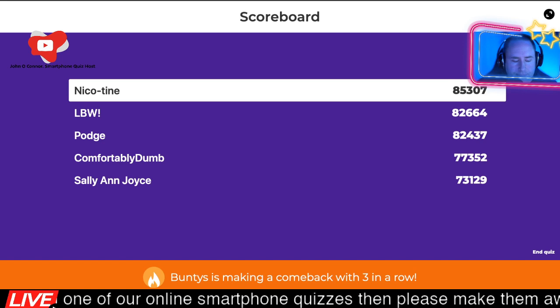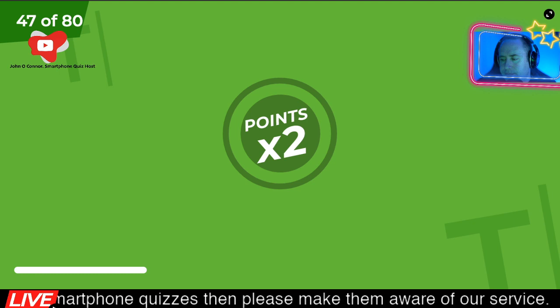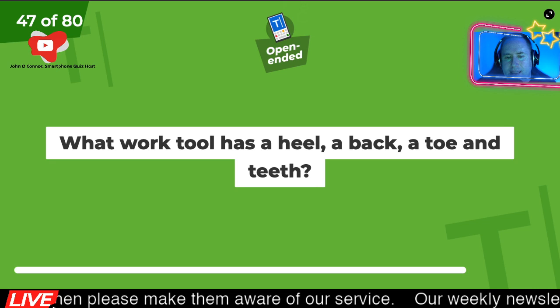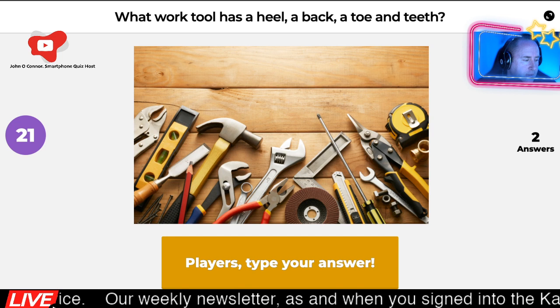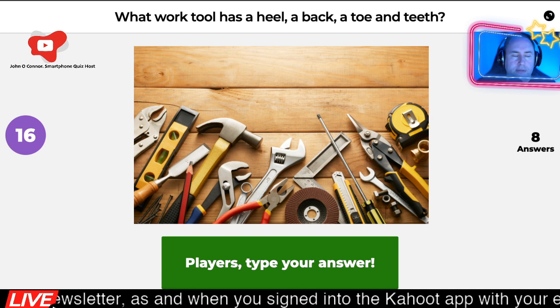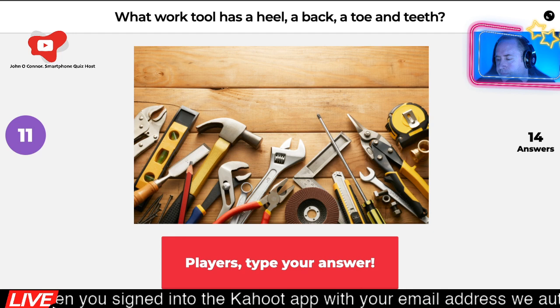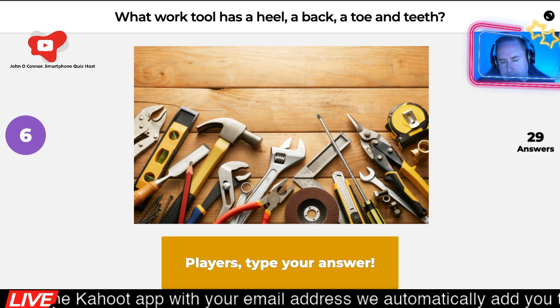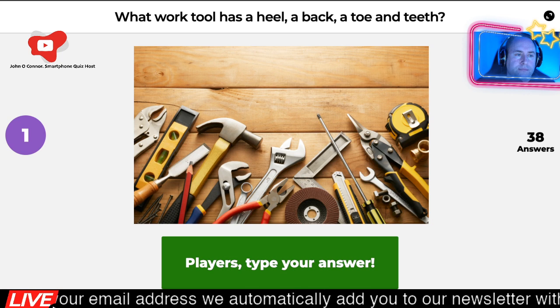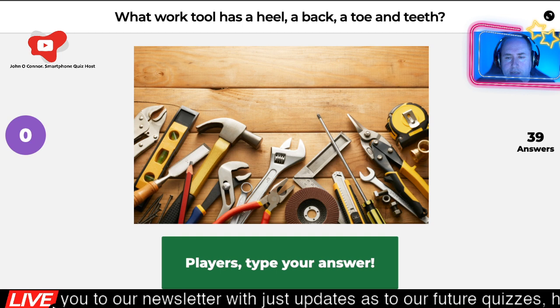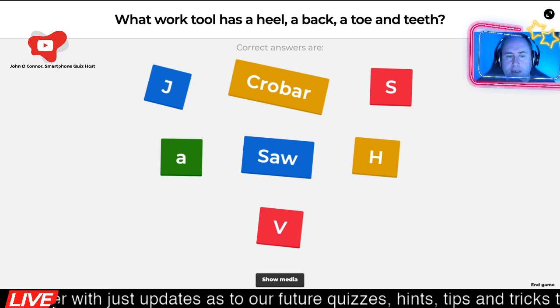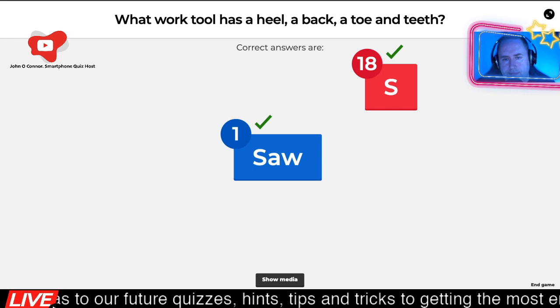Question 47. What work tool has a heel, a back, a toe, and teeth? First letter of your answer. Just the first letter, folks. Right, so it's calculating up all the different answers that we've received. Crowbar. Correct answer, it is S. Saw is correct. Fourth and fifth place answering correctly.